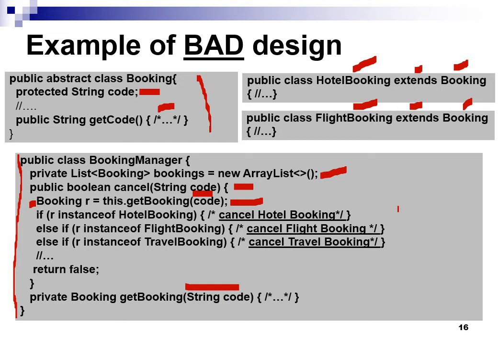Now we check whether r is an instance of HotelBooking, FlightBooking, or TravelBooking, because in every case we need to cancel using different code. For example, for a hotel booking we need to connect to a given API, for a flight booking we need to connect to another one, and so on. So here we put specific code depending on the real type that r has. If you look at this, it is extremely ugly and not extensible, so it is probably hurting your eyes.